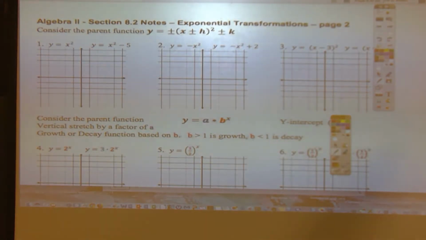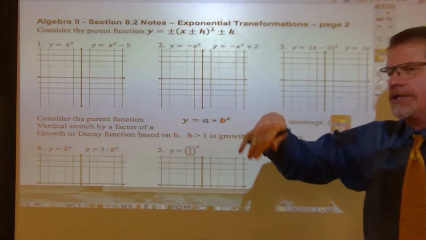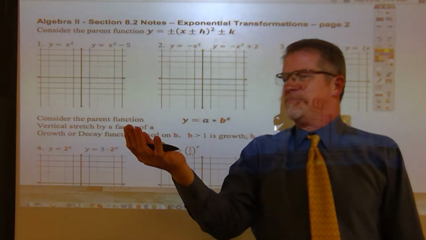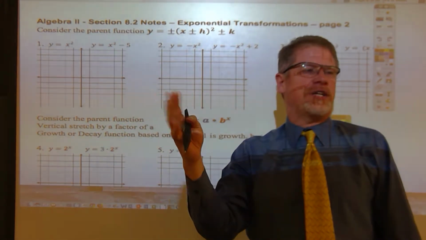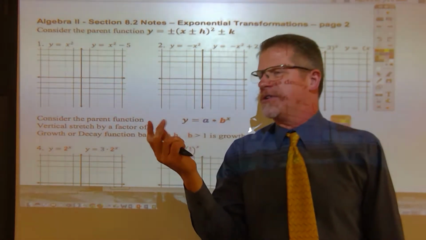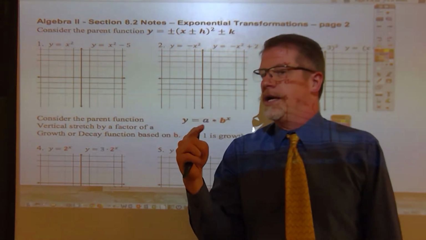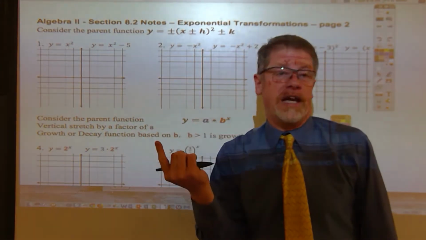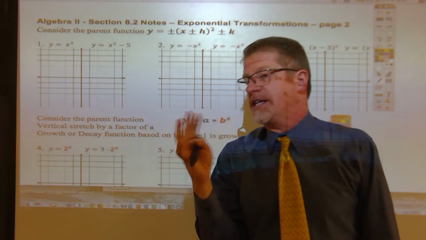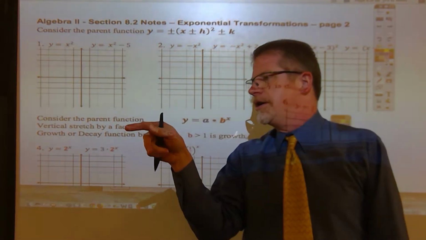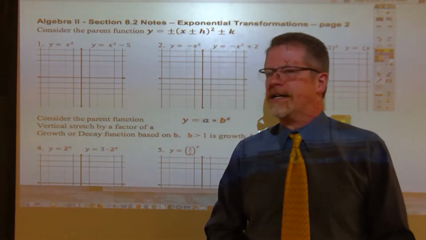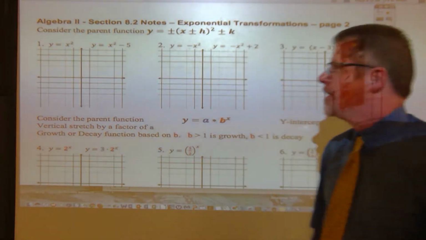Okay, so here we go. Let's talk about today. We're going to learn not only shifting left and right. We're going to take these exponential parent graphs. We're going to shift them and reflect them over the x-axis and reflect them over the y-axis. That's the new part in the lesson. Reflect over X, reflect over Y. So here we go, let's roll.